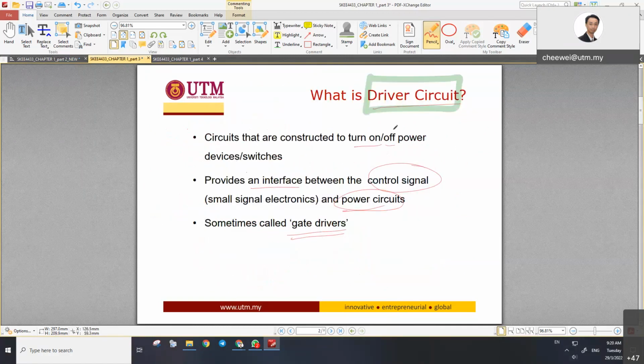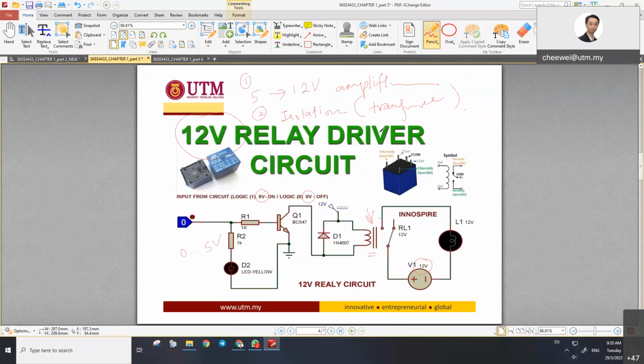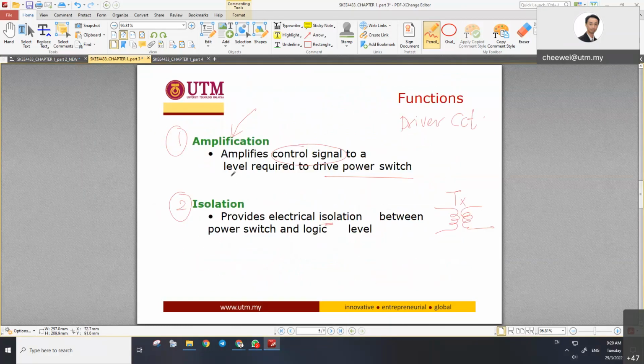The level, where's the level? Yeah, the level. Here the level refers to the voltage, 15 volt, 12 volt, and some switches require current, like you need to turn off using negative current of the anode current. These are also the driver circuit that you need to fulfill the level of requirement for on and off of the switch.